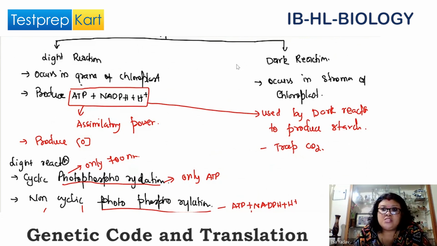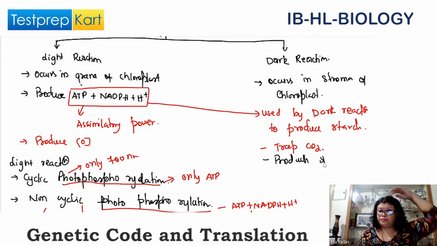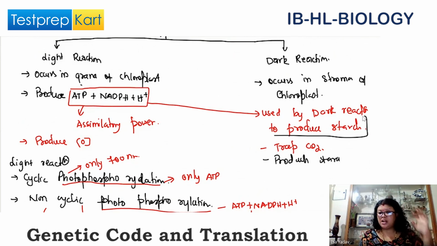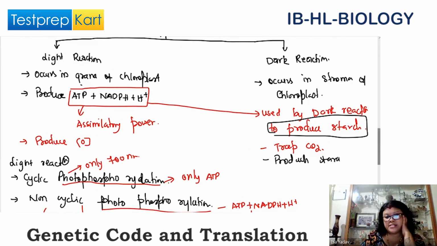Okay, so dark reaction's function will be to produce what? To produce starch. I have written here. Understood? Dark reaction and light reaction. Okay, so let's see here.